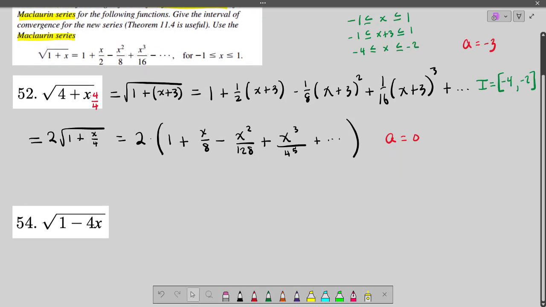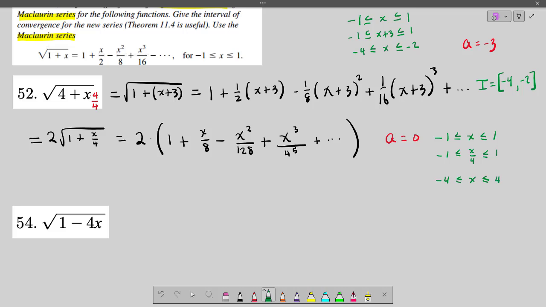For this one, we replaced x with x over 4. So we have to do the same type of thing. We have to go to the interval of convergence. We're going to replace it with x divided by 4. Multiply through by 4. So here our IOC will be negative 4 to positive 4. So it just depends on which way you created your series. Whatever you replaced x with, you have to replace it in the interval of convergence also.